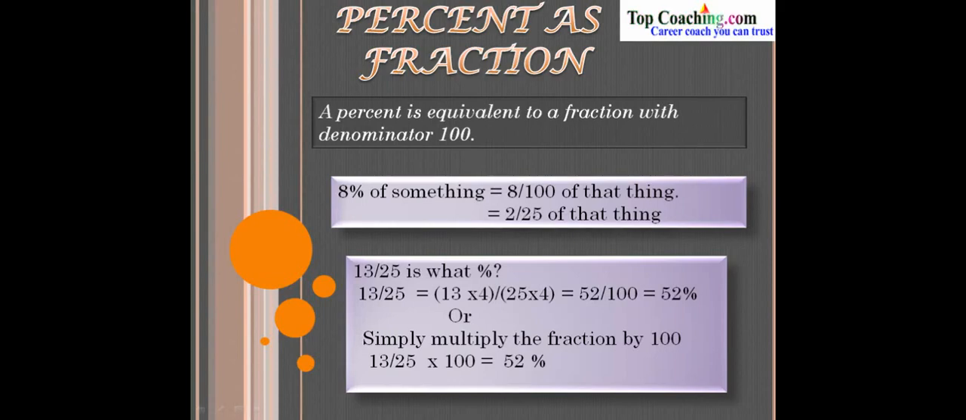Instead of multiplying and dividing by 4, what you can do is simply multiply the fraction by 100 and directly you can get the answer. So 13 by 25 into 100 would be equal to 52%. So whenever you have a fraction and you want to convert it into percent, simply multiply it by 100. You'll get the answer in percentage. And if you want to convert a percent into a fraction, divide it by 100.